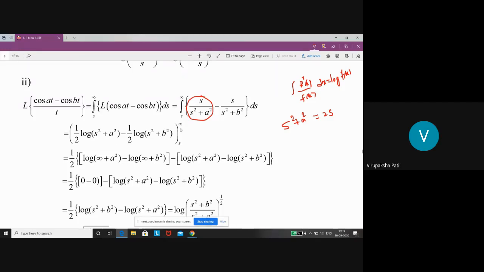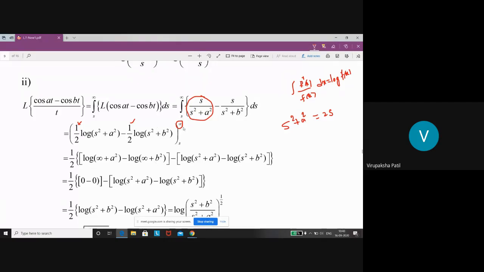Now this 1 by 2 is common in both terms, so I will take that outside to avoid confusion in the simplification. Now I will put the upper limit infinity here. There are many techniques to simplify this, but I am going to use it directly. Another technique is taking s square common using the properties of logarithm, which becomes a little lengthy. In future examples, in one or two examples, I will use that property and give you both methods.